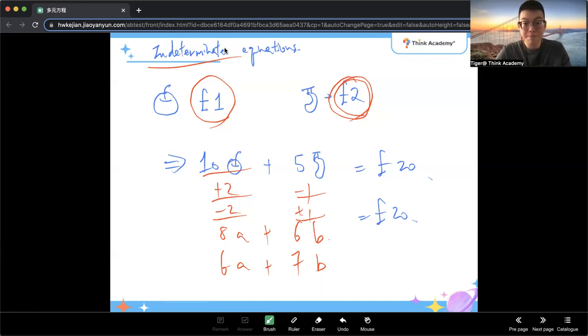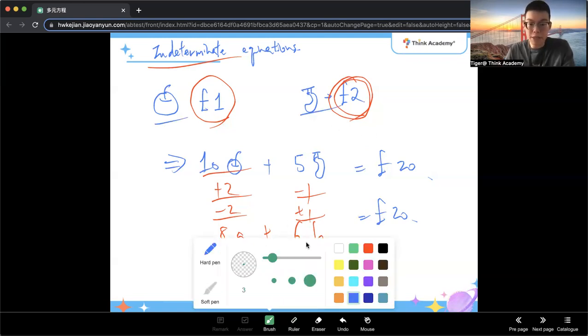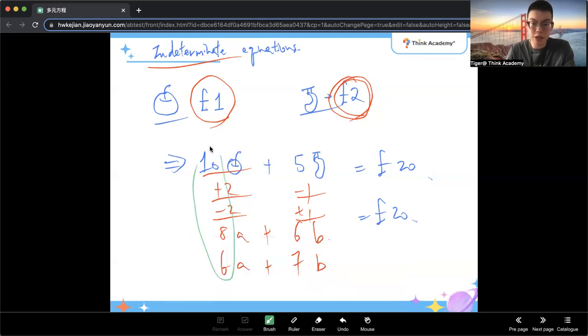But actually, in this question, because the values of the apple and the banana are given, the numbers in this question serve the function of the unknowns, but the apple and the banana serve the function of the coefficients. All right. Well, that's just an idea to help you understand how it works.